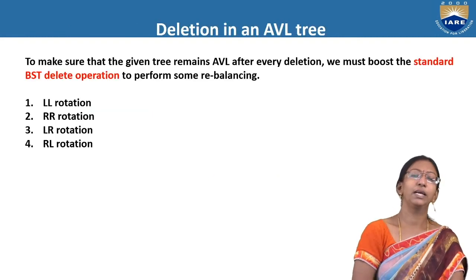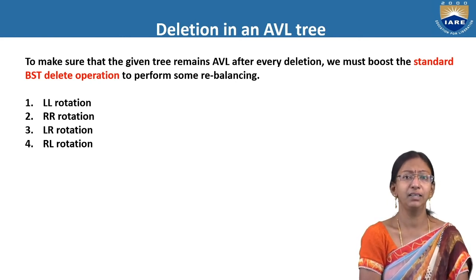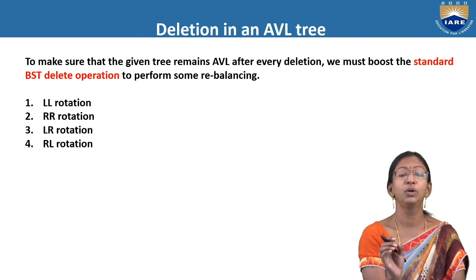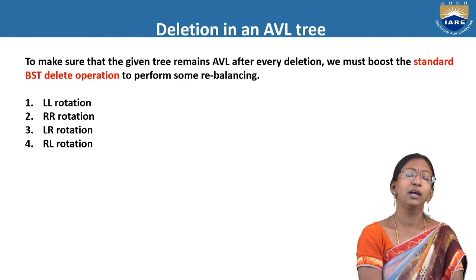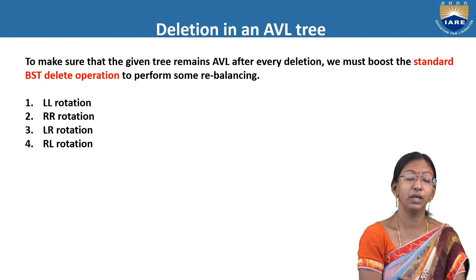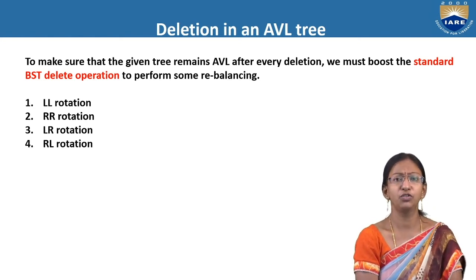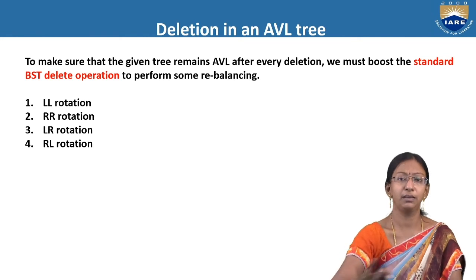Okay, let's have a look at the deletion. Deletion will be as it is, as we have seen in binary search trees. But we need to keep one thing in mind. After removing an element, calculate the balance factors. If any node violates the rule of AVL, adopt one of the 4 rotations and make it right.